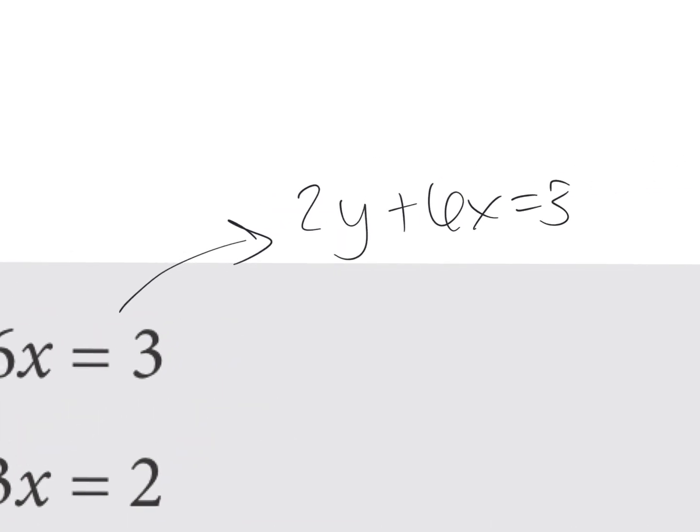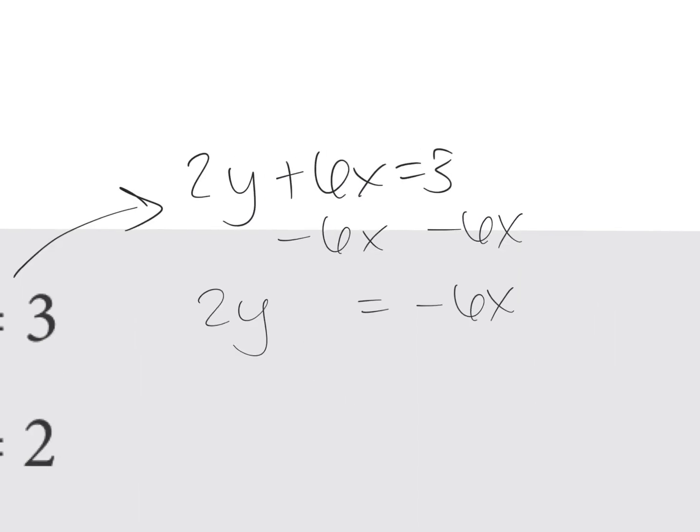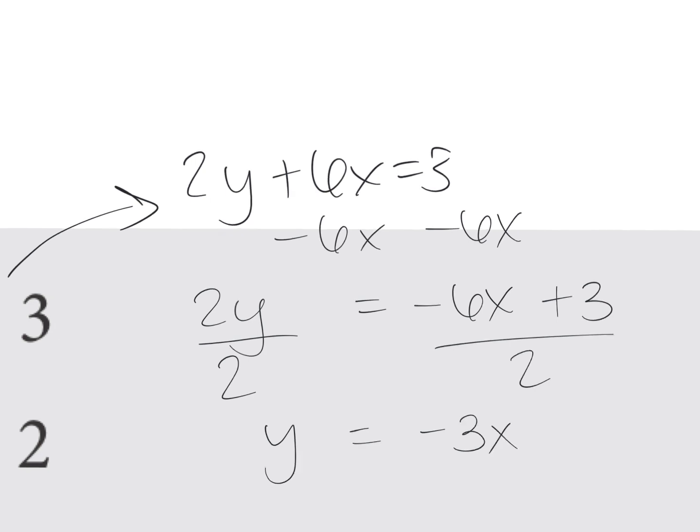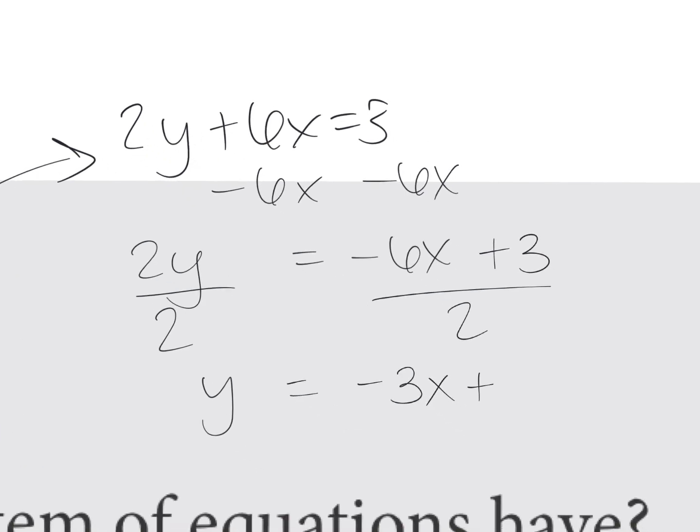So I subtracted 6x on both sides. Perfect. And then I got 2y equals negative 6x plus 3. And then divide both sides by 2, which gives you y equals negative 3x plus 3 over 2. But I don't know if that's right. It is right. Good.